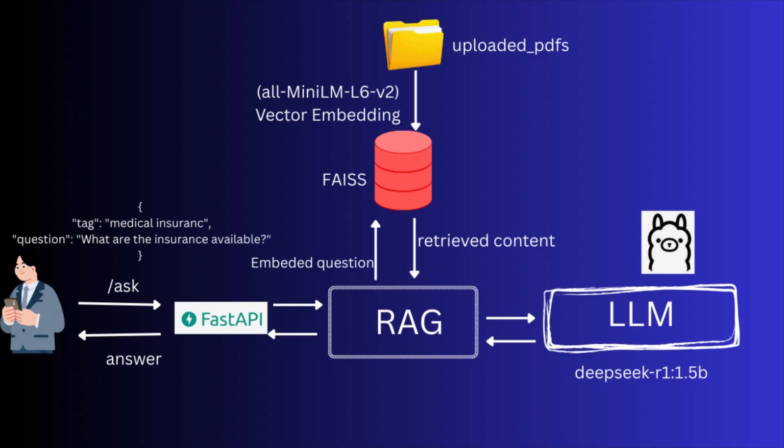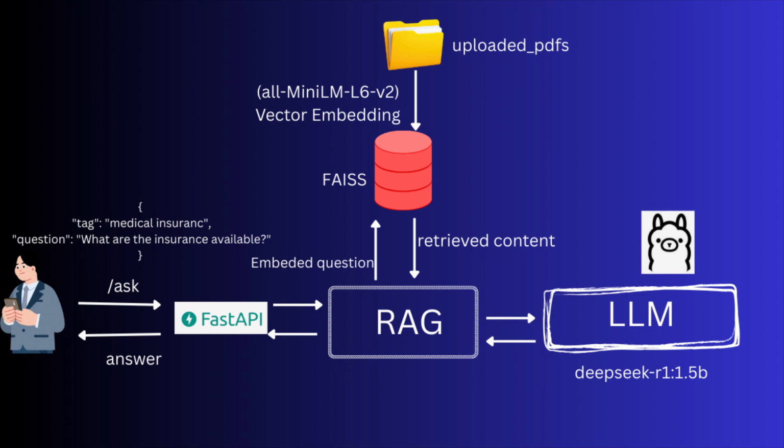Now we can go through the architecture and check how it works. First, the PDFs or the data need to be converted to vector data. For that, we use this model for embedding. This model converts the data into vector format and saves it in the vector database. Here we use FAISS as the vector database.